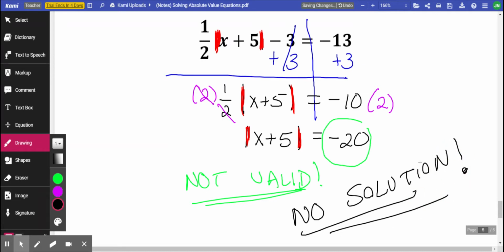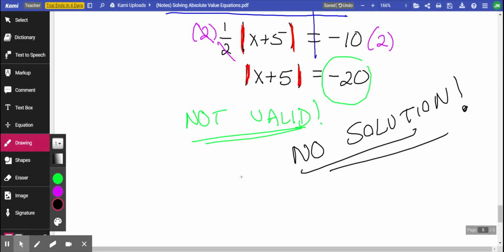There's no more work to be done. You just say no solution, call it a day, pack up your stuff. Well, actually, don't pack up your stuff. Finish your work. And then, yeah, so these examples will be in the case in which you have no solution.